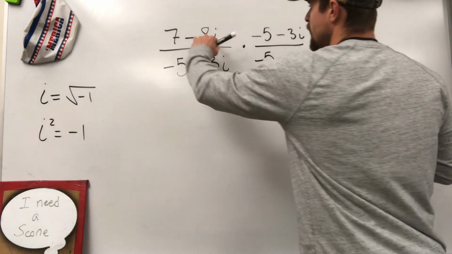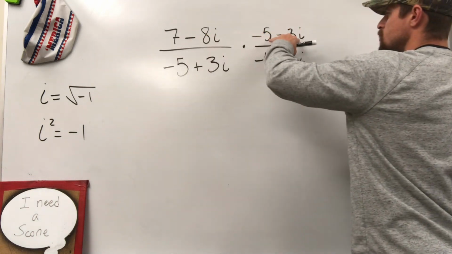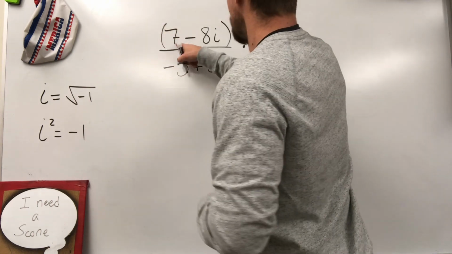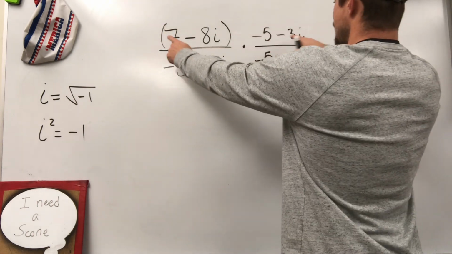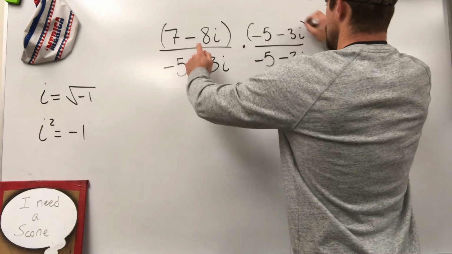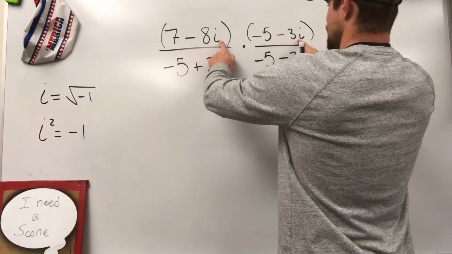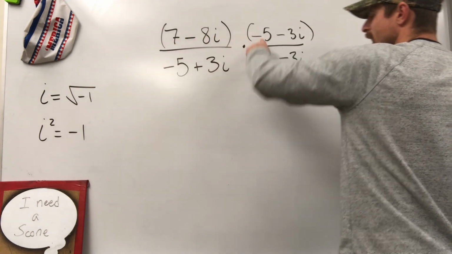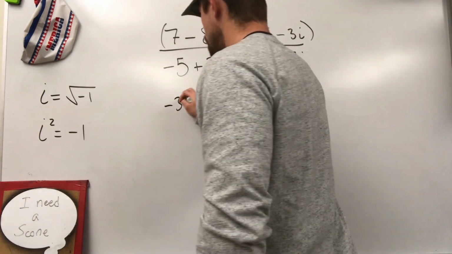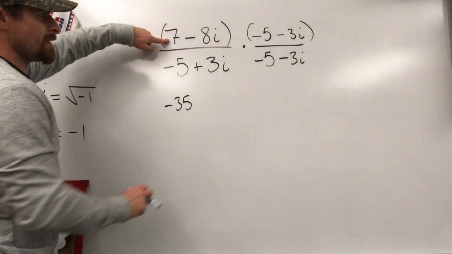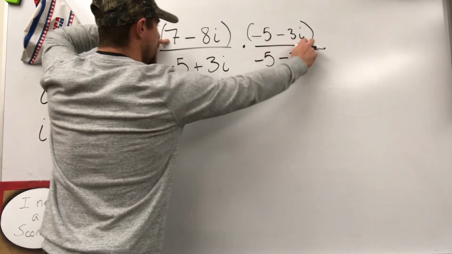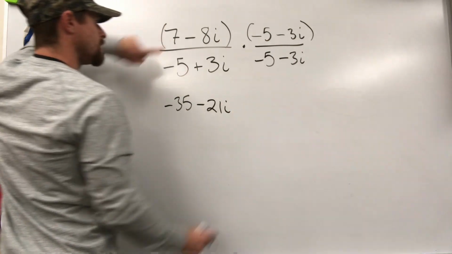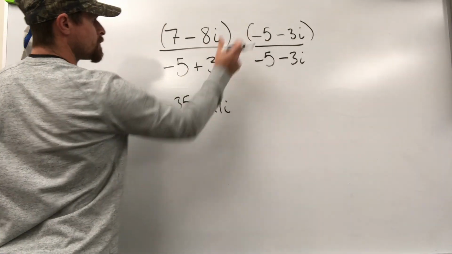All right, so here we go. How do we multiply two terms times two terms? Well, the FOIL method, of course. So we need to multiply our first terms together, our outside terms together, our inside terms, and then our last terms. So let's get that started. 7 times negative 5 is negative 35. 7 times negative 3i is gonna give me negative 21i.